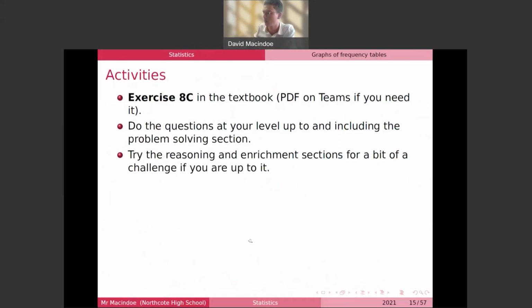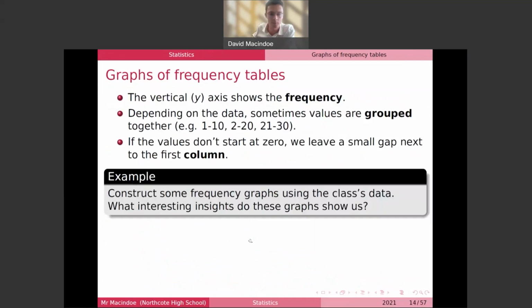Okay, so that is about it on graphs of frequency tables and how to make a frequency table in the first place.